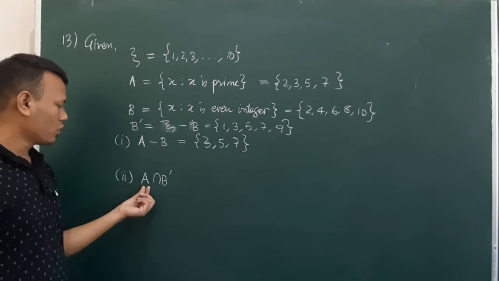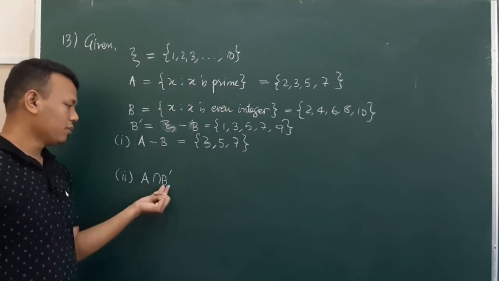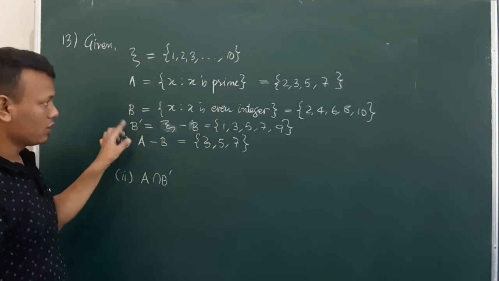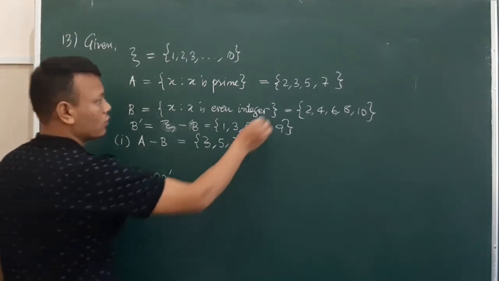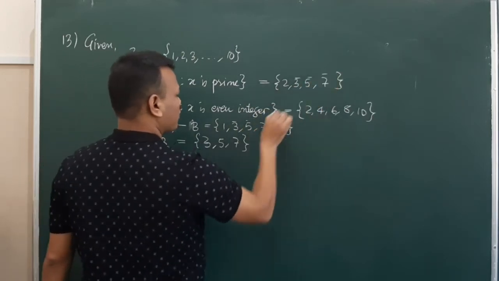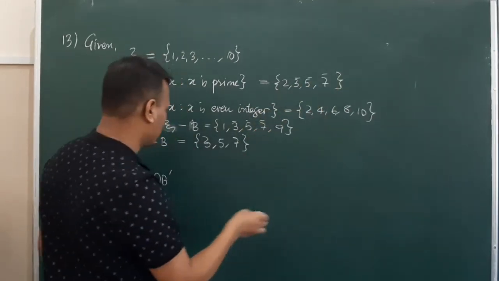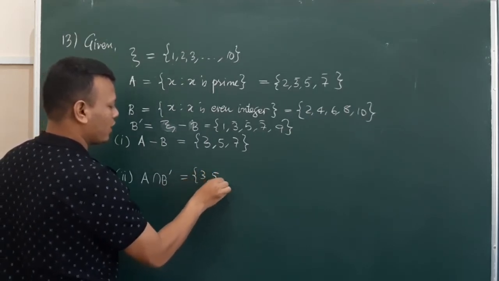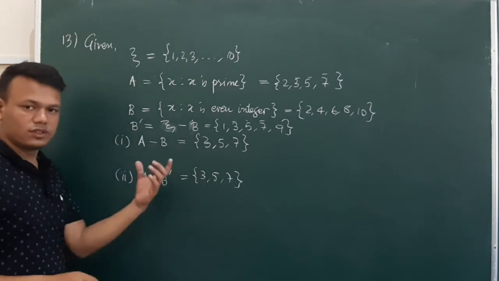Now you are finding the common elements between A and B dash. Okay, so A is there, B dash is here. Now what are the common elements? Let's see. So 3 is common, 5 is common, 7 is common. Is there anything else common? No. So this contains again 3, 5 and 7. Alright, so these are your answers.